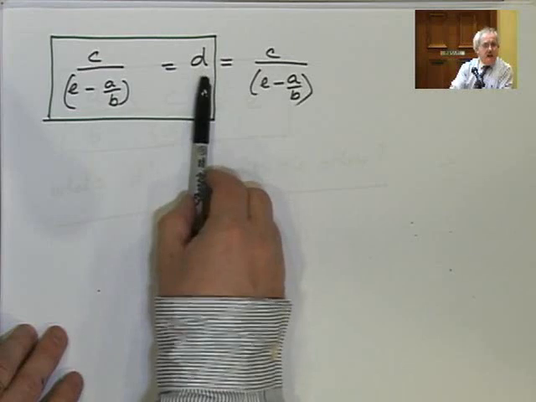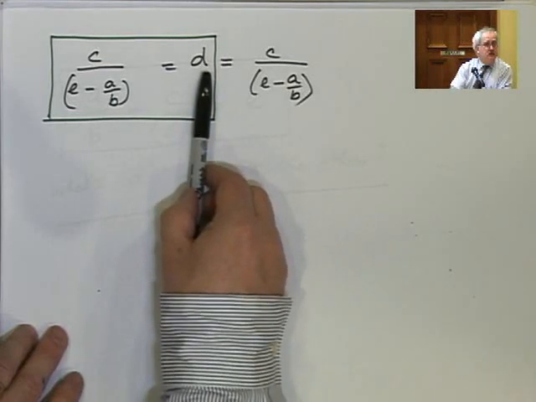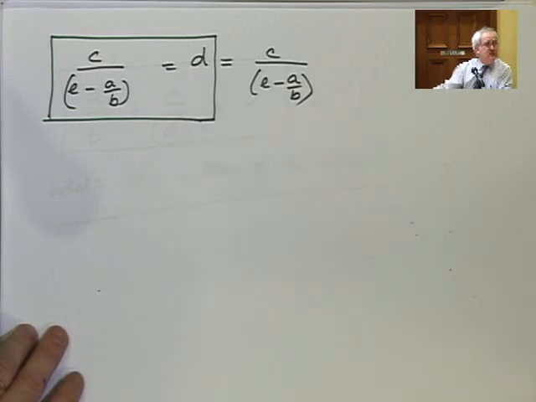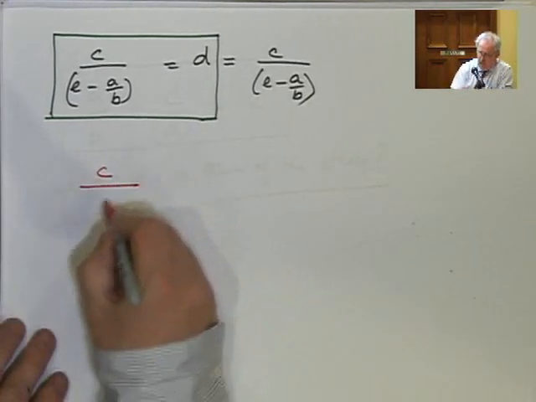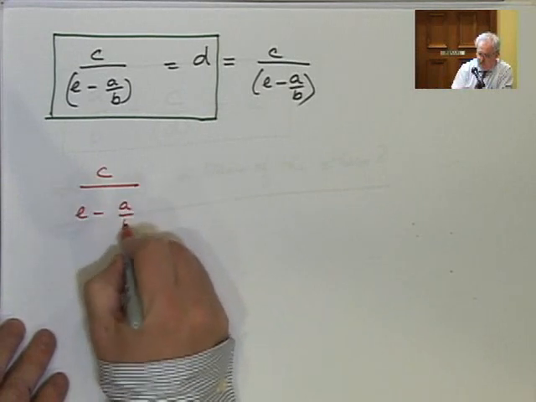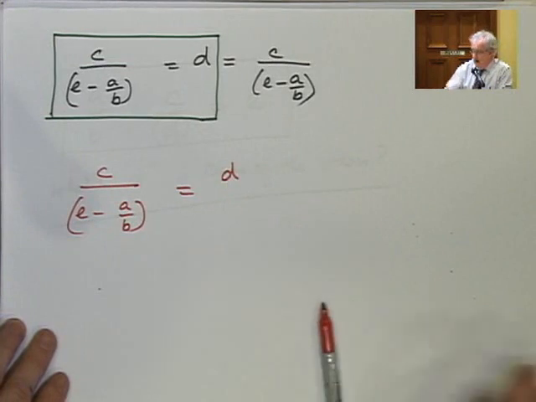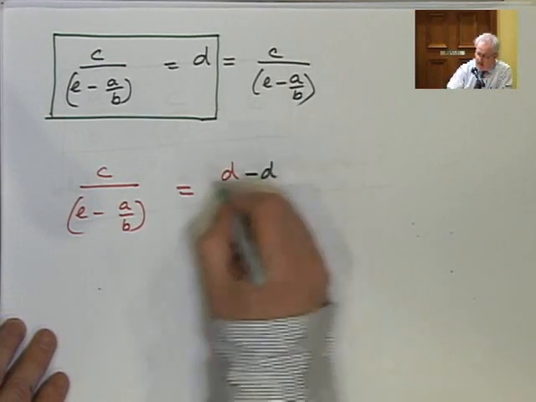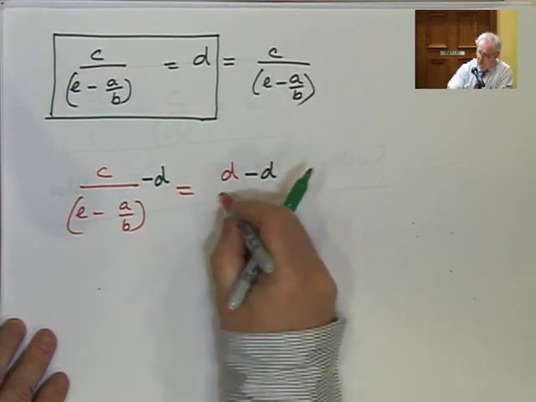Well, D is on the wrong side. So how could I get rid of the D on that side? Could I subtract it? So what I'm going to do is say C over E minus A over B is equal to D. I could say D minus D here, and that would go to 0.